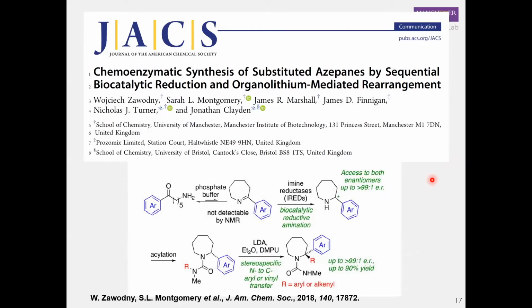So here's a recent paper with my colleague Jonathan Clayden from Bristol. And here the target was to make these two substituted azepanes in an enantiomerically pure form for further chemistry that Jonathan has pioneered, where you then introduce a second aryl group by lithiation chemistry. But in terms of reductases, we screened our panel and rapidly found enzymes that could generate either enantiomer of the desired intermediate in essentially an enantiomerically pure form. Enzymes, perhaps I didn't say this at the beginning, often give you enantiomerically pure products. And that's not an unusual feature of enzyme catalysis.